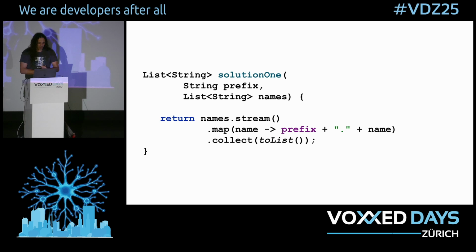Okay, and that's my first implementation, right? Can you understand the implementation? Yes, very simple, right? You take a list, you have a prefix, you have a list of names, you stream that list, you pass in the prefix, and then you collect them, and you get the list of prefixed names.